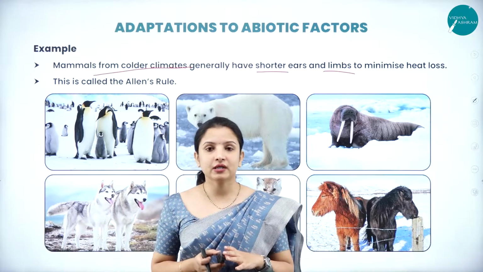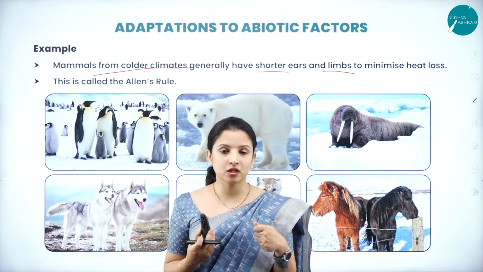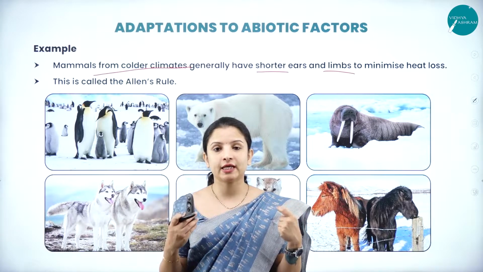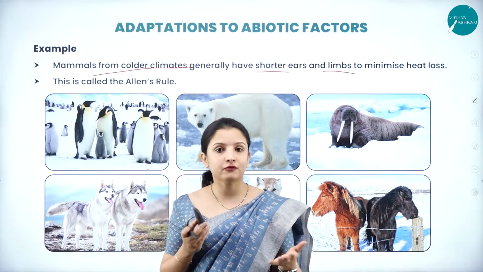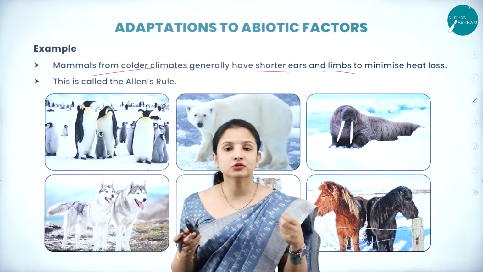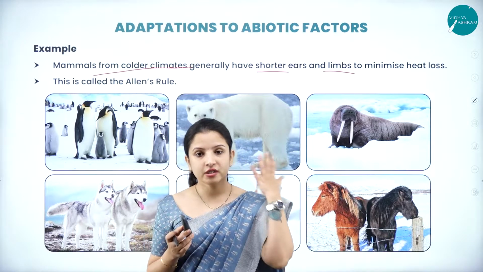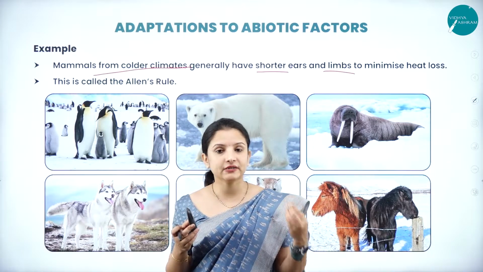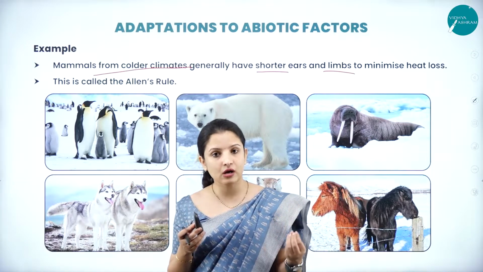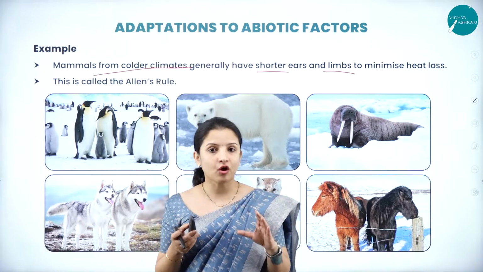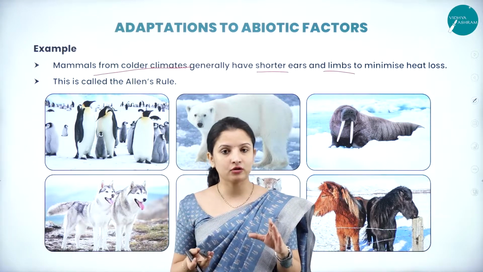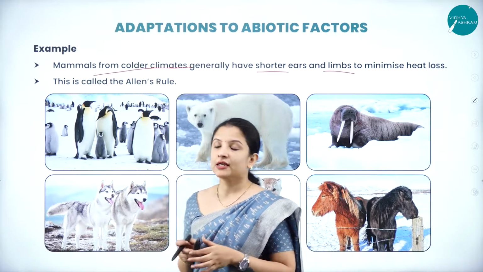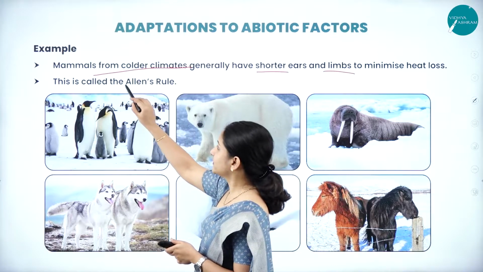So the best example I can give you is, even in winters, if you don't wear a sweater it is fine, just put socks on your legs and cover your ears, and you'll feel warm. Because it is said that most of the body heat is lost from the ears and the legs. So that is why these organisms, because they are living in a completely cold climate throughout the year, have short limbs so that the heat is not lost, and also very small ears so that the heat is not lost. And this particular condition is called Allen's rule.